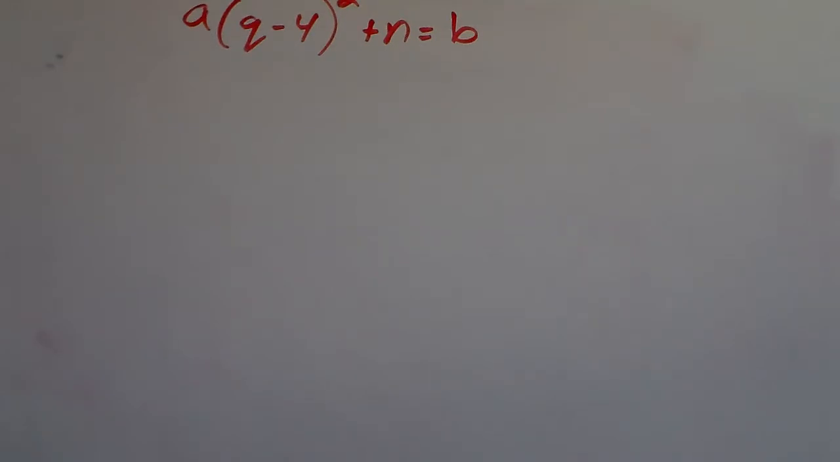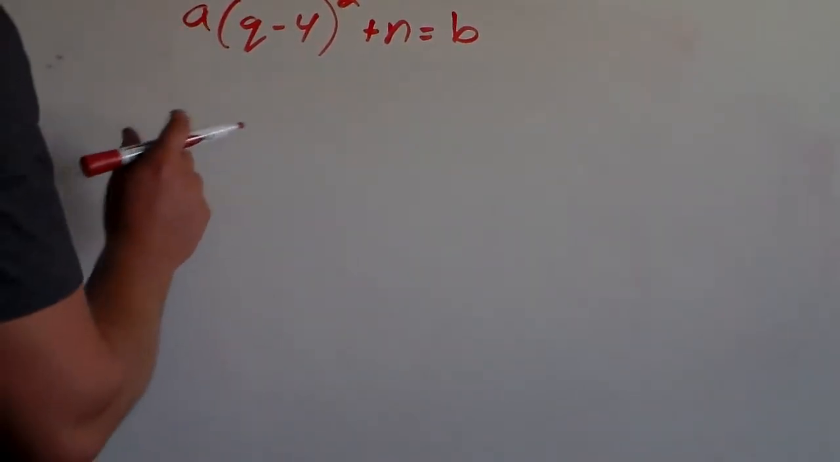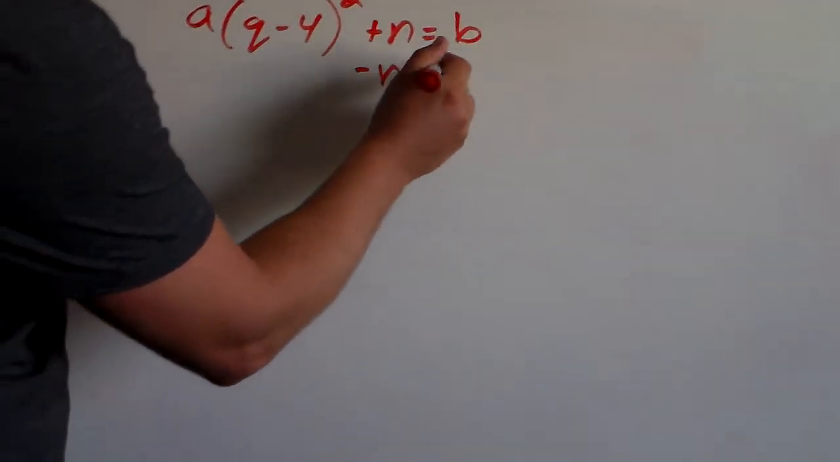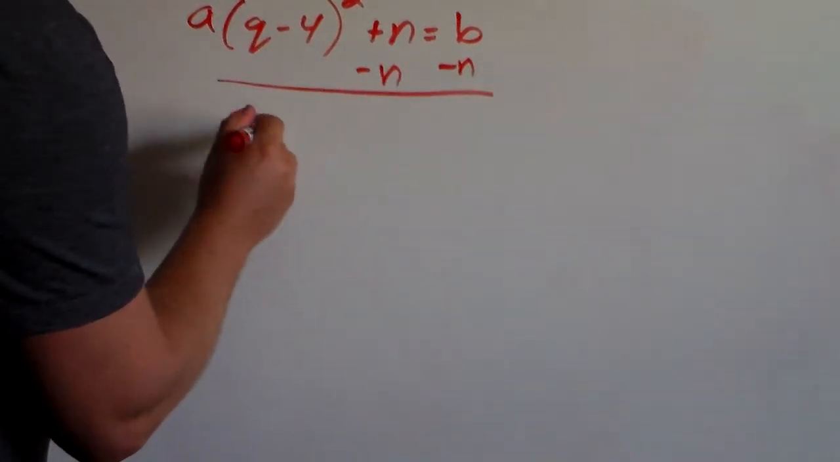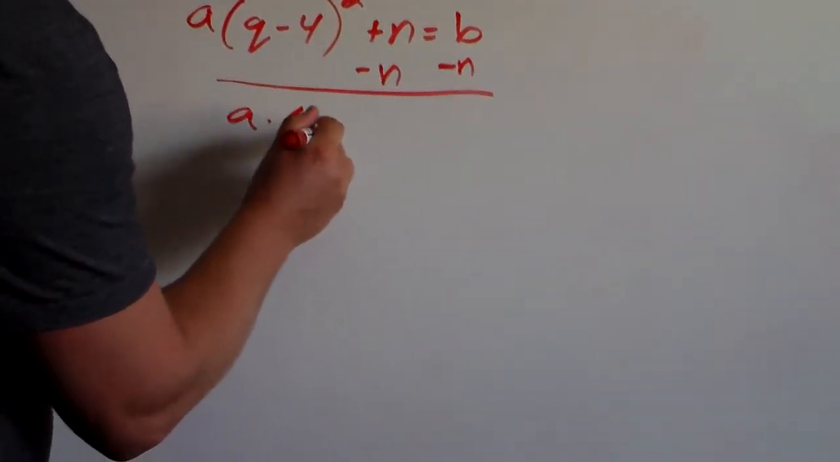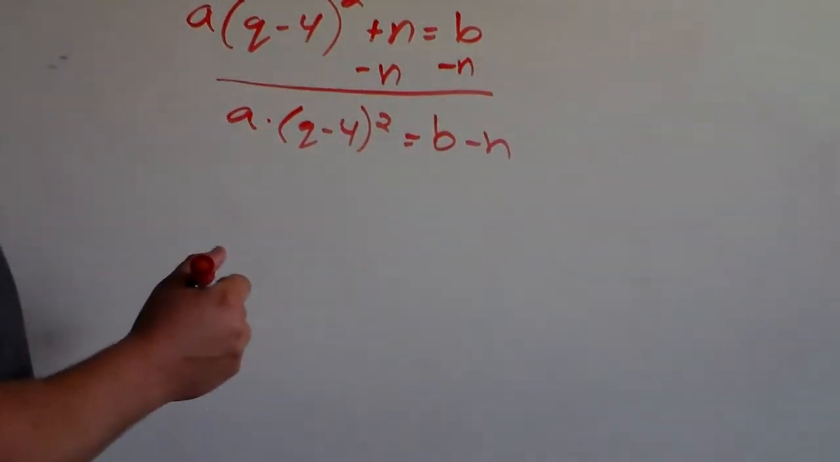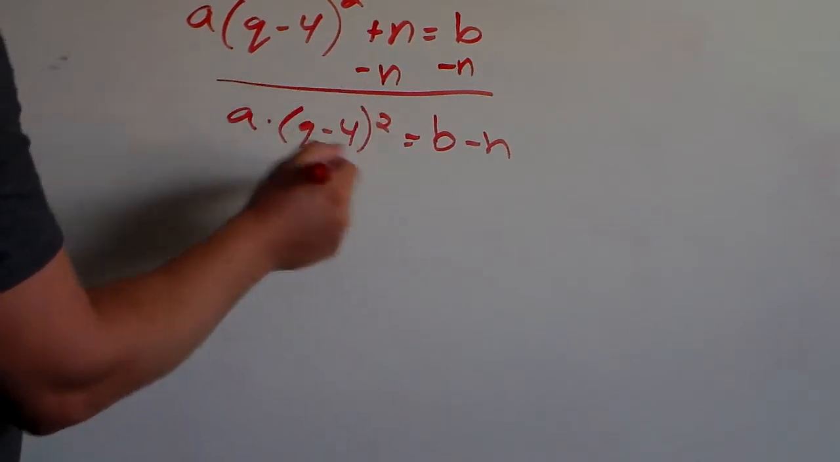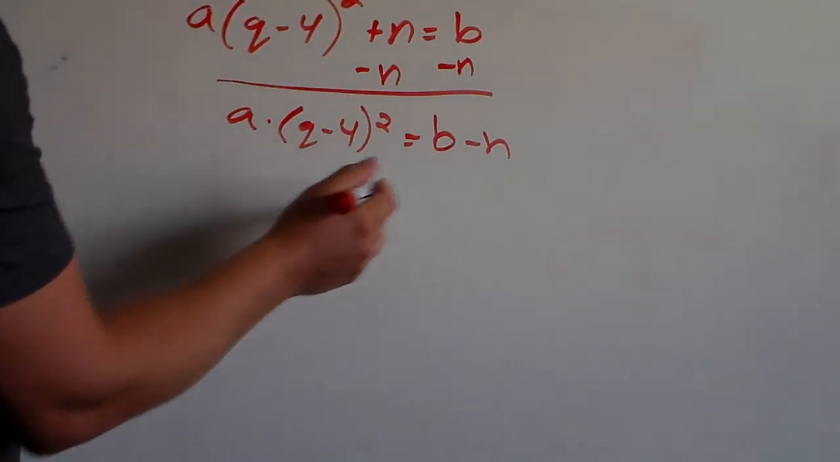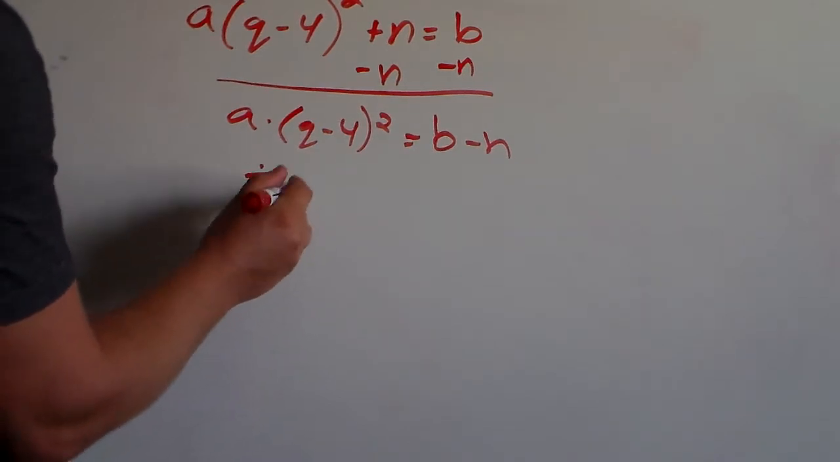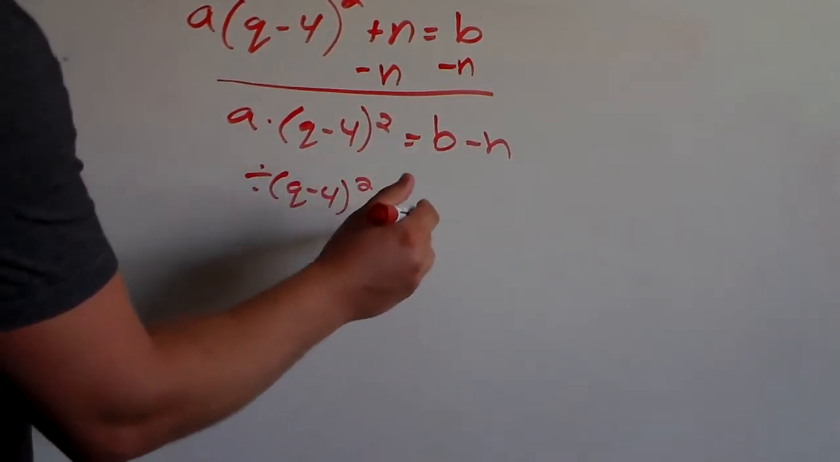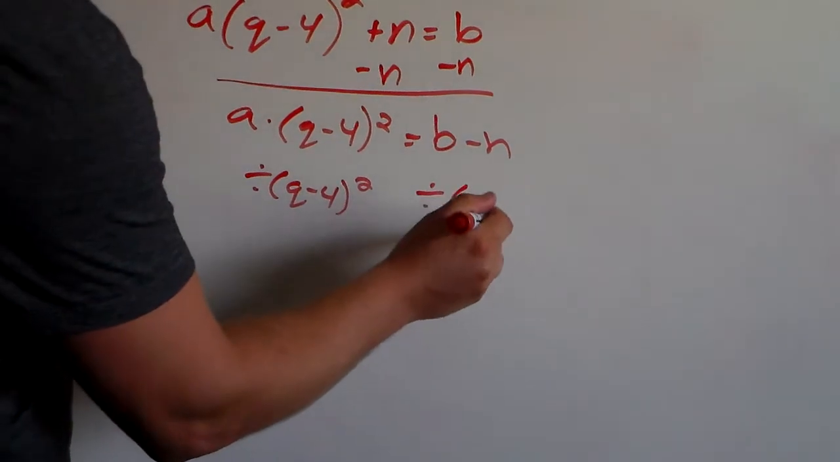Where A equals B minus N over (Q minus 4) squared. So we've got to use our inverse operation skills and try to get A all by itself. Looking at that, I know I can move my N right away to the other side. So we have A times (Q minus 4) squared equals B minus N. Next, this is an entire term, so I could move this entire term over to the other side. I'm going to divide by (Q minus 4) squared on both sides.